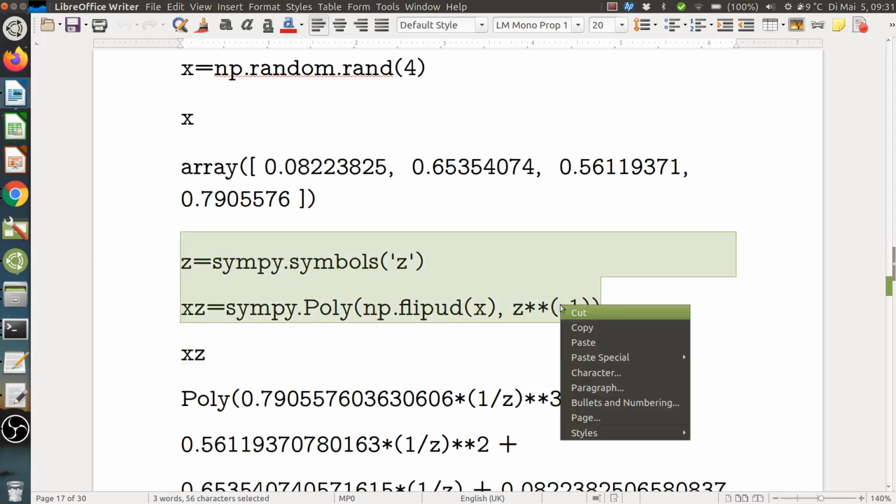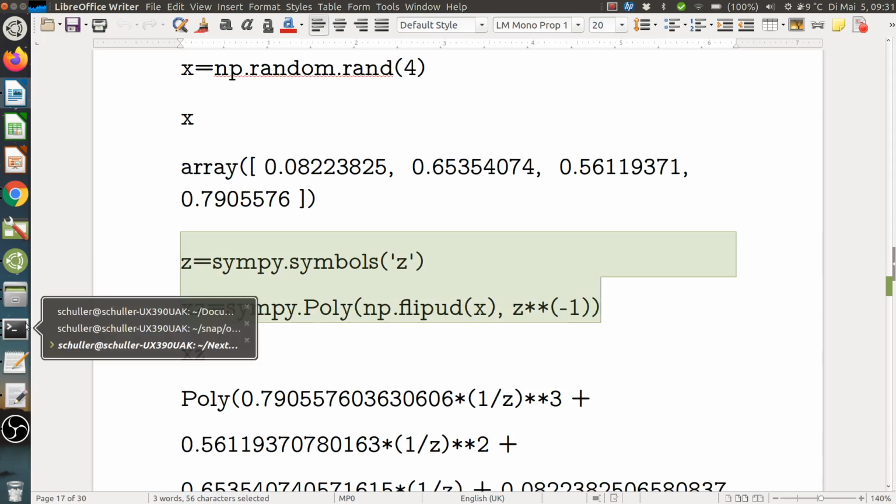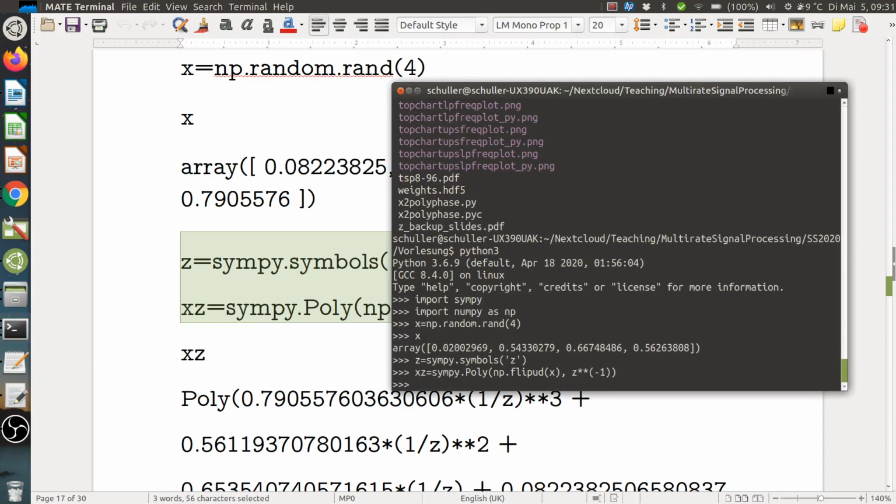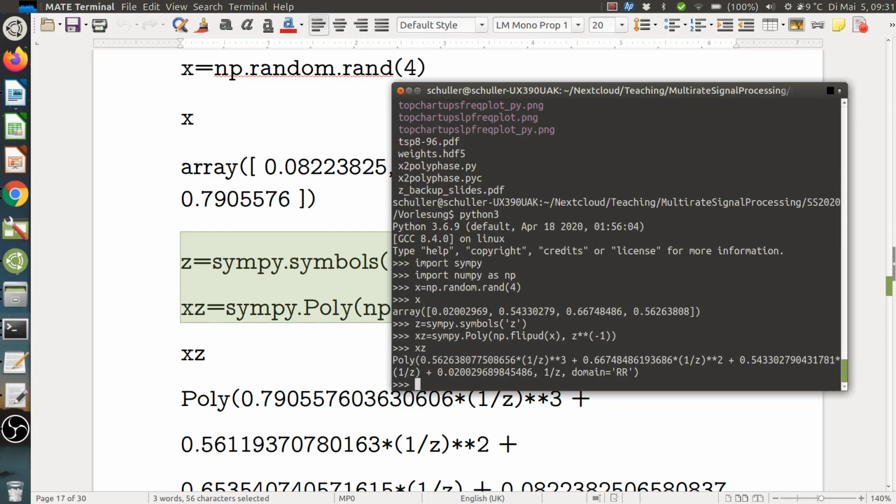polynomial in this way. So I say copy, paste, and it doesn't complain. And indeed, this is now the polynomial that we get. So compare here, 0.02. This is connected with z to the zeroth power, so that's appearing here in the end. And then the last is connected to the highest power, and that's indeed appearing here in the beginning, connected with 1 over z to the third power. So that works.